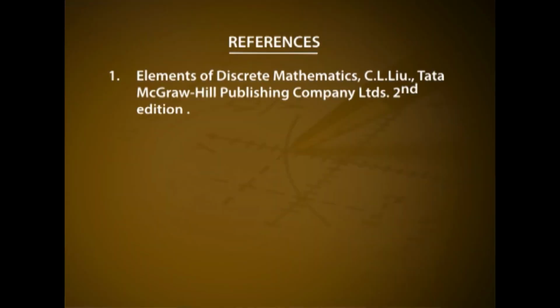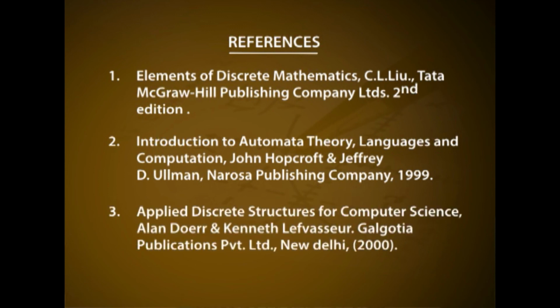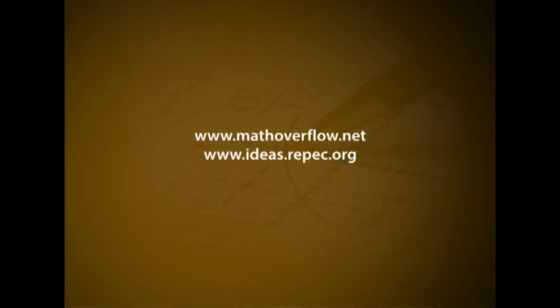The following books and sites are recommended as reference. Elements of Discrete Mathematics by C. L. Liu, Tata McGraw-Hill Publishing Company, 2nd edition. Introduction to Automata Theory, Languages and Computation by John Hopcroft and Jeffrey D. Ullman, Narosa Publishing Company. Applied Discrete Structures for Computer Science by Alan Doerr and Kenneth Levasseur, Galgotia Publications Private Limited, New Delhi. The following websites also are recommended: www.mathoverflow.net, www.ideas.repec.org.